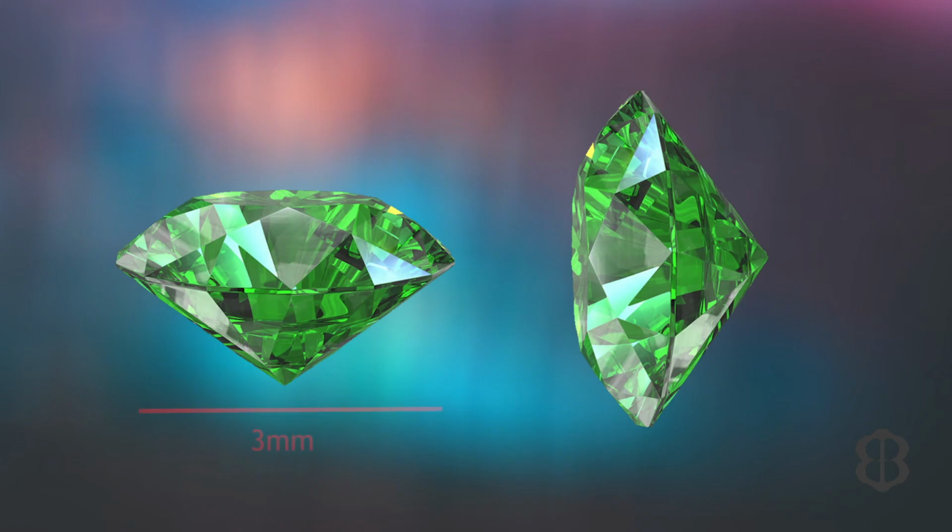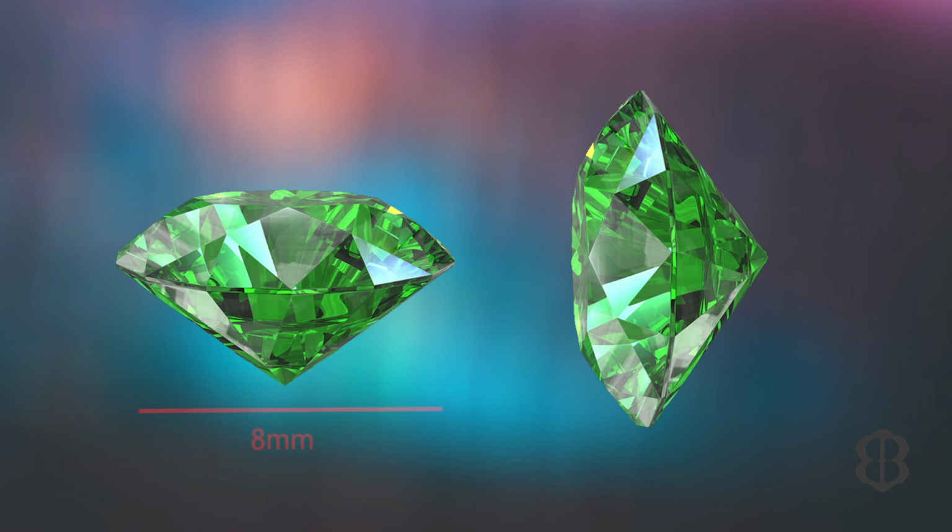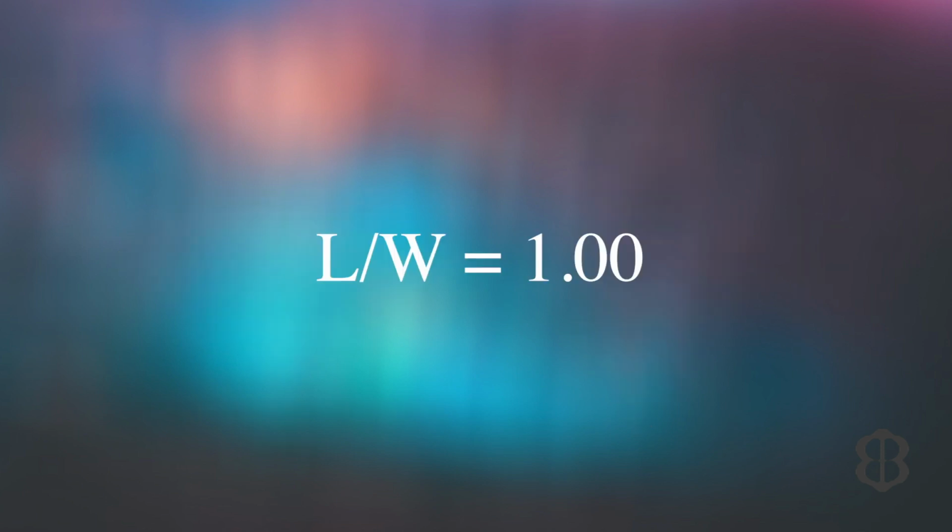On a round or a square design, the length to width ratio is 1.00, which means the length equals the width. You can't adjust the ratio at all anyway. It's always 1.0. So if your round stone is 8 millimeters long, it's also going to be 8 millimeters wide. Again, it's a circle. Same with the square cut. Length to width ratio is always 1.0. The length equals the width.